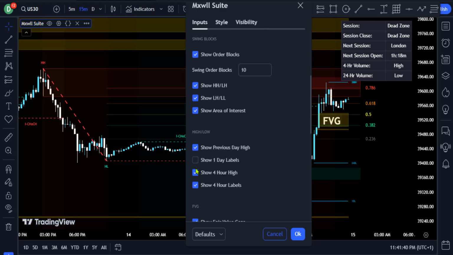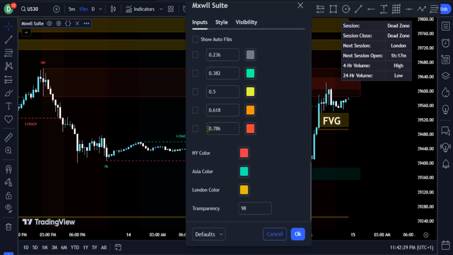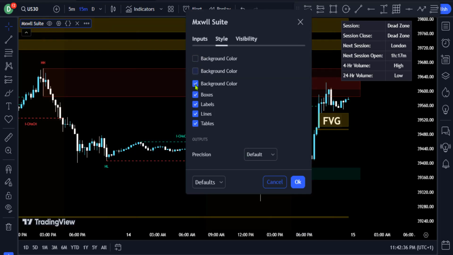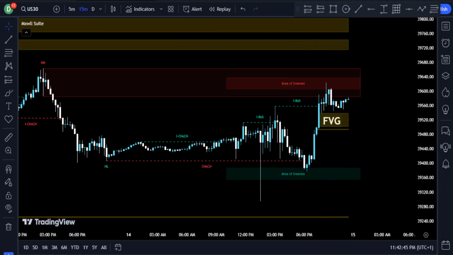And then you are going to set the rest of the settings as I did in this video. And when you go to the style section, you are going to uncheck these three: background color and this table, and then you will click OK. You can see that the chart looks pretty good and a bit clean now. So let's go and look at some trade entry examples using this SMC version of this indicator.